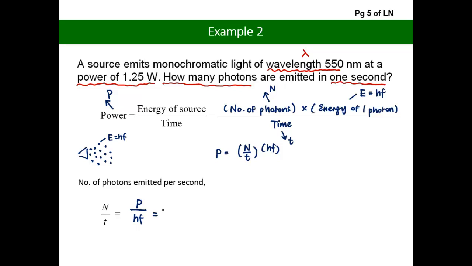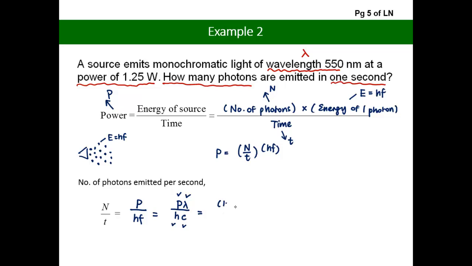But in this question, we are not given the frequency, so we're going to convert the frequency of the photon. Since a photon is a light particle, we can write f as the speed of light divided by the wavelength. Written that way, it becomes P lambda over hc. So we've got everything here: the power, the wavelength, Planck's constant, and we know the speed of light. We will be able to get the answer.